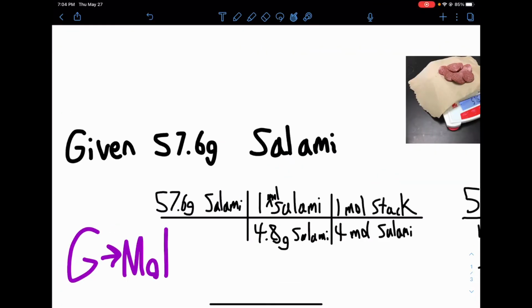Okay, so now we're going to do grams to mole. And this time, let's say we're given 57.6 grams of salami, and again, we want to find the number of stacks we have.